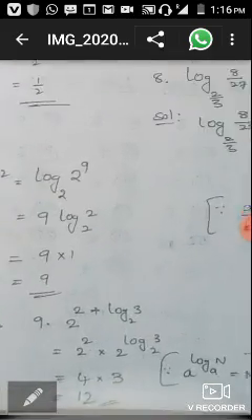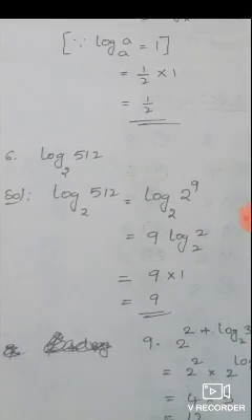This is the sixth question. Again I repeat, log 512 we can write as log of 2 to the power of 9. That power 9 comes to the front, so 9 log 2 base 2. 9 into 1. Why 1 here? Log 2 base 2 equals 1. So the result becomes 9.